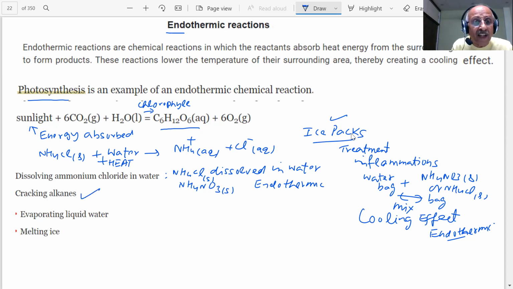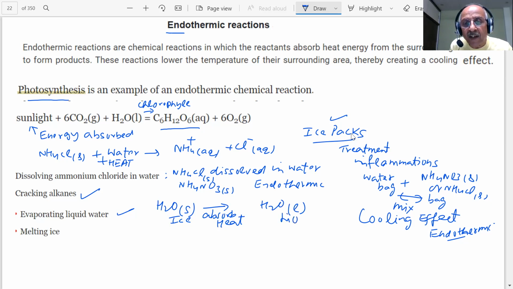Similarly, cracking of alkane, evaporation of liquid water, student. If you heat water, it absorbs energy, student. So this is endothermic. Melting of ice. If you have ice, student, ice will absorb heat energy from the surroundings, and it will be converted into water. So what you are saying? Water solid, this is our ice, student. This will absorb heat from the surrounding, student, and you will get water liquid, student. This is your liquid water. So this energy is absorbed.